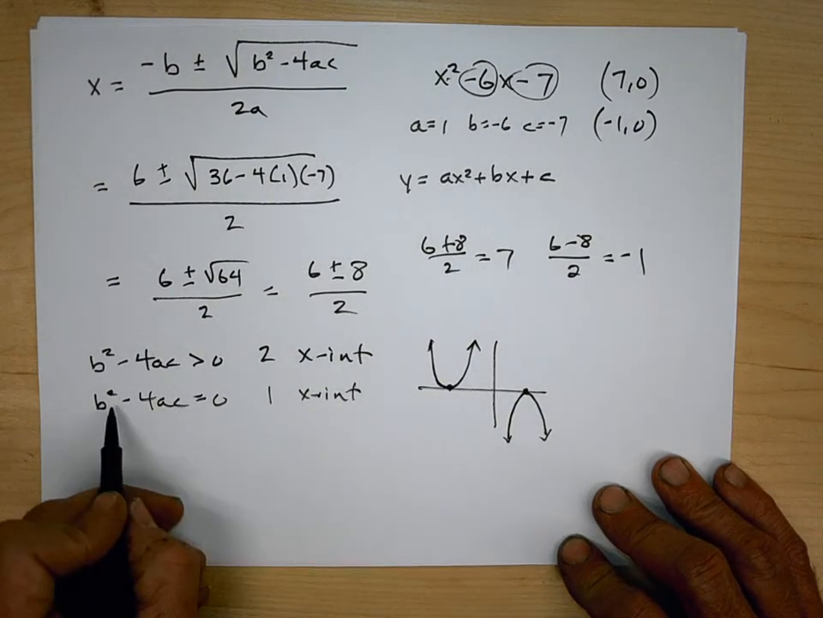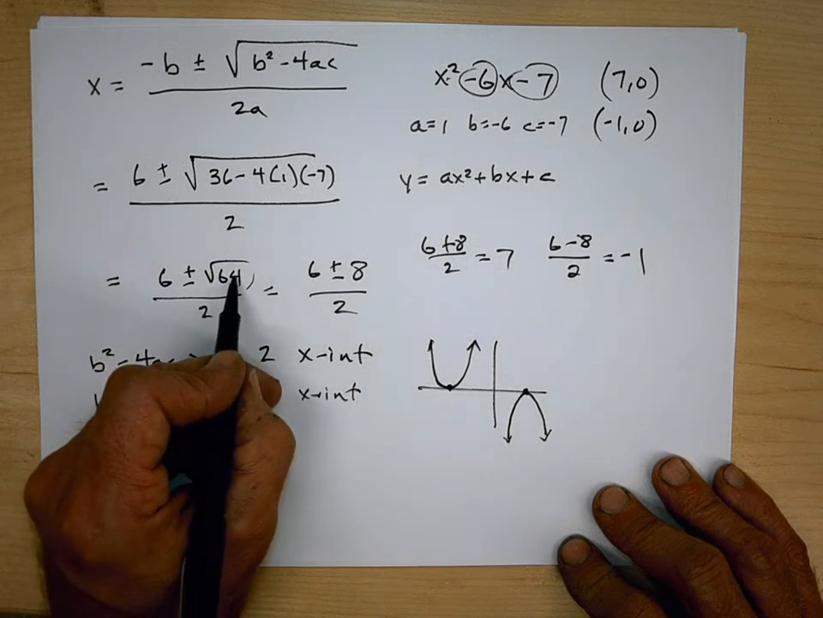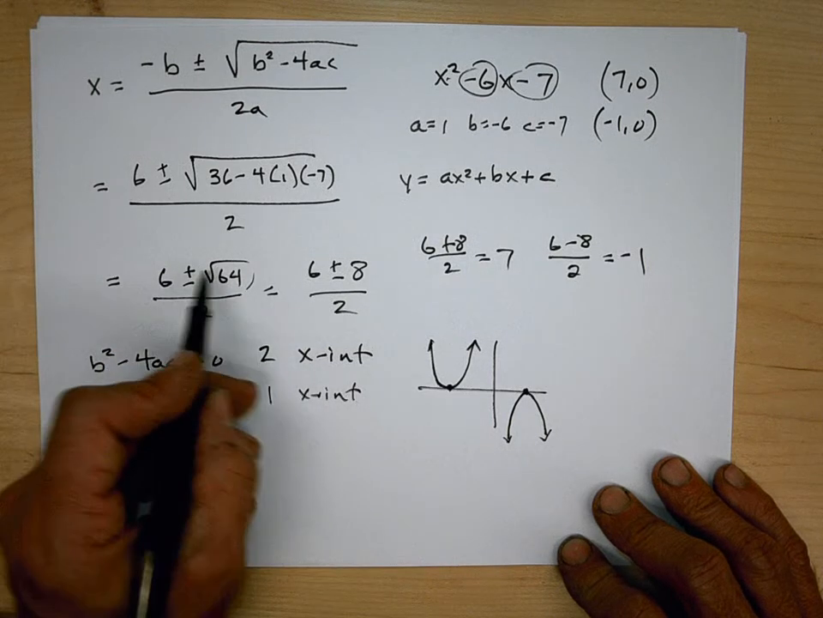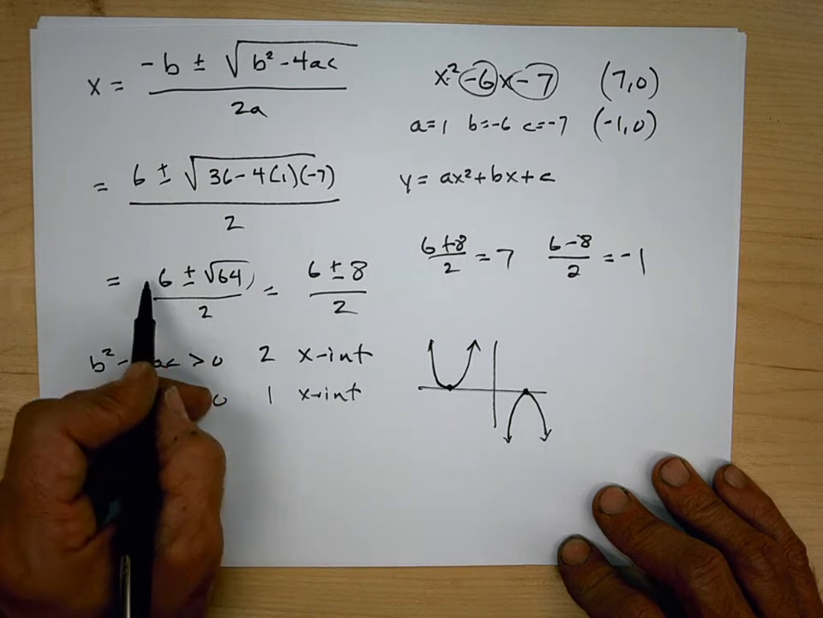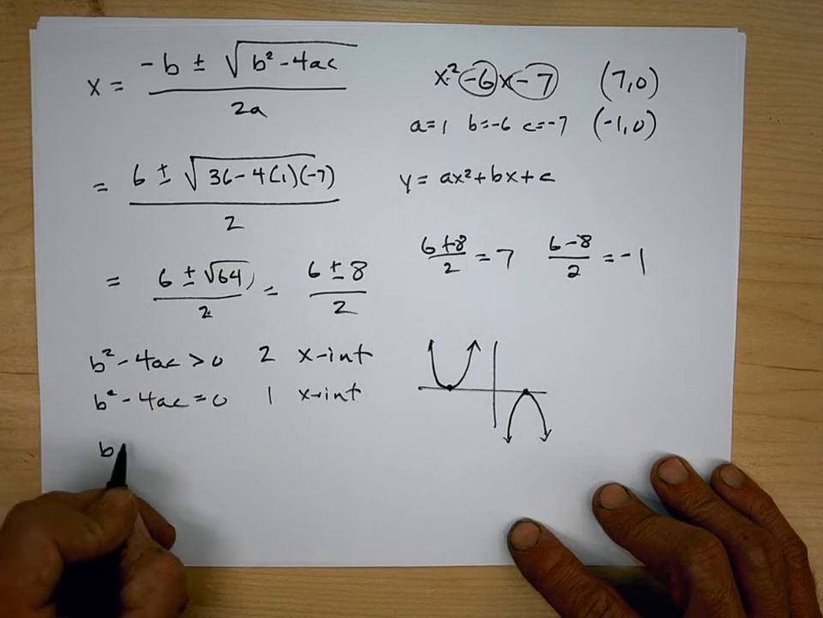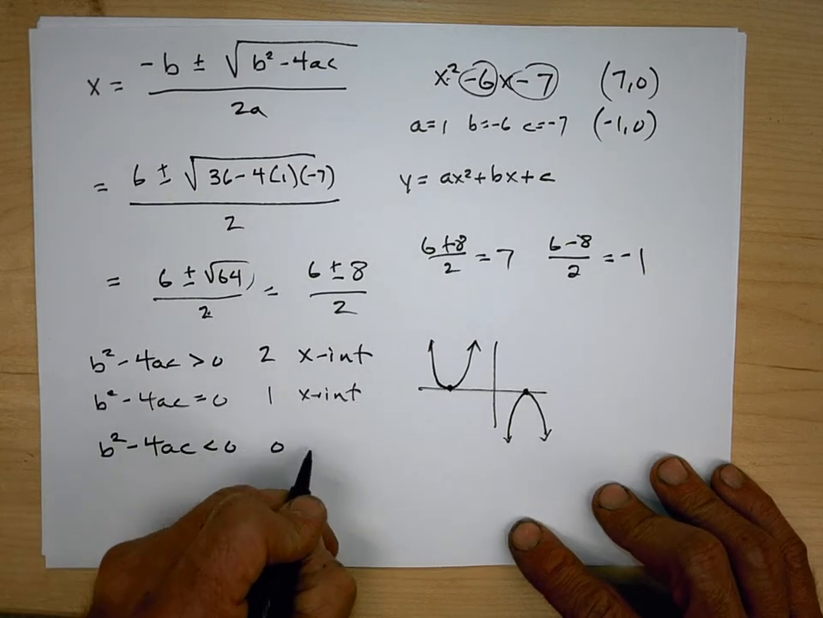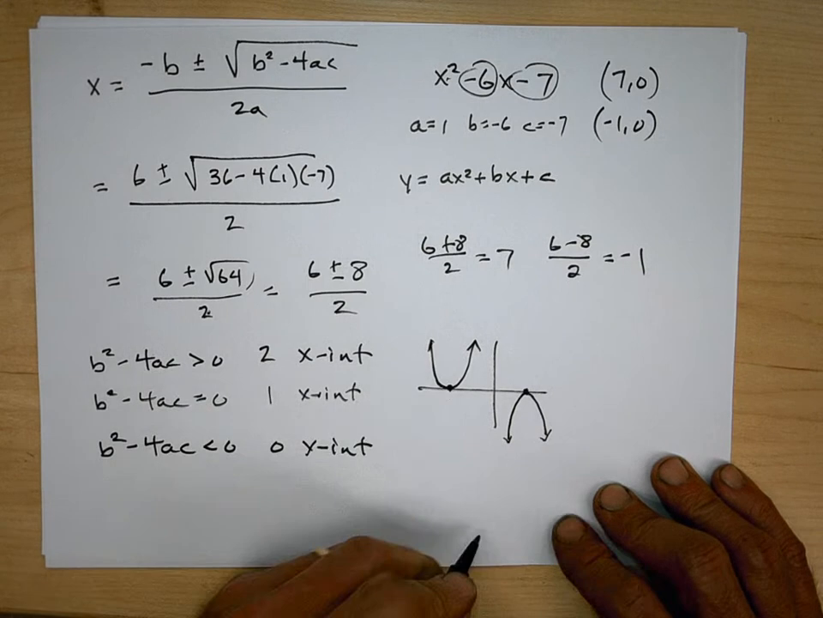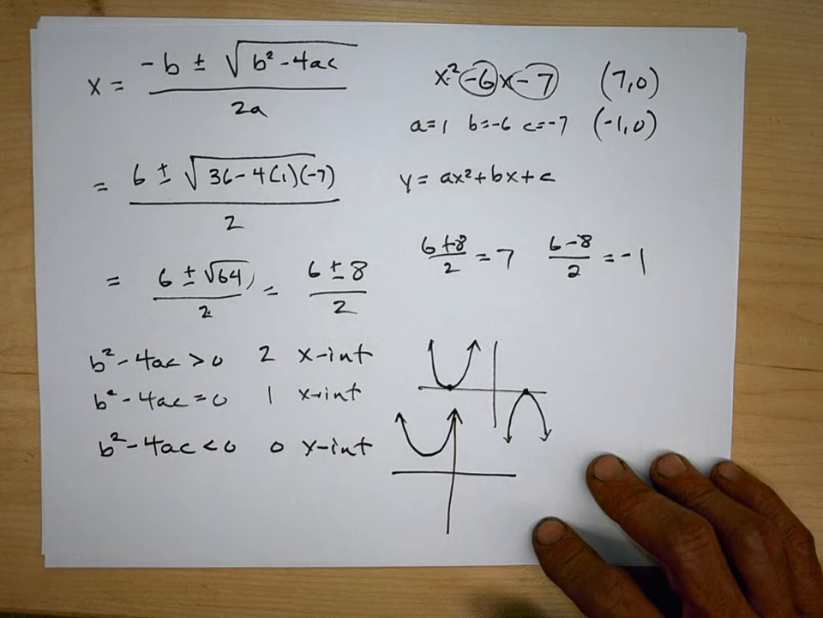Notice that if it were 0, this would be plus or minus 0, so in other words, you would just end up with one. It would just be the negative b over 2a because this whole part would be 0. And then finally, if b squared minus 4ac is negative, we have 0 x-intercepts. So we would have something like this that doesn't cross the x-axis at all.